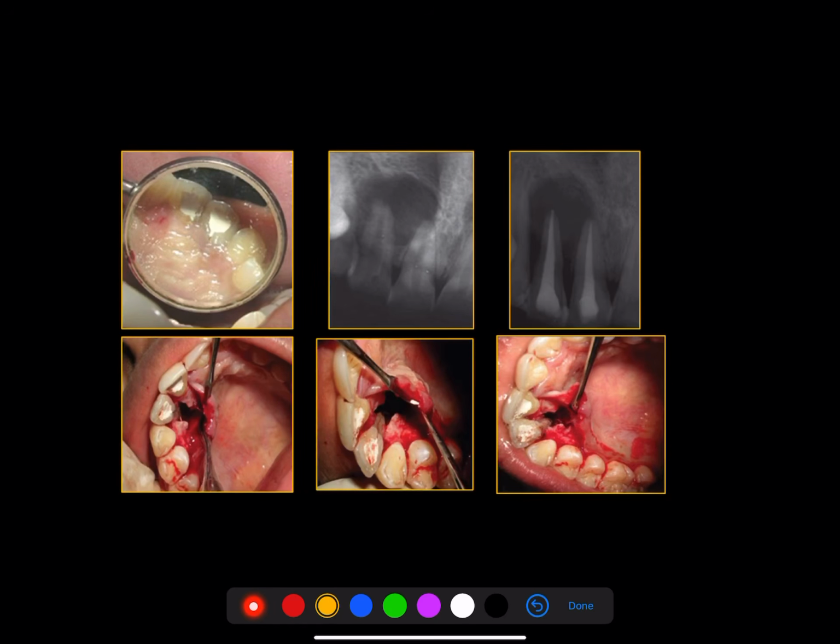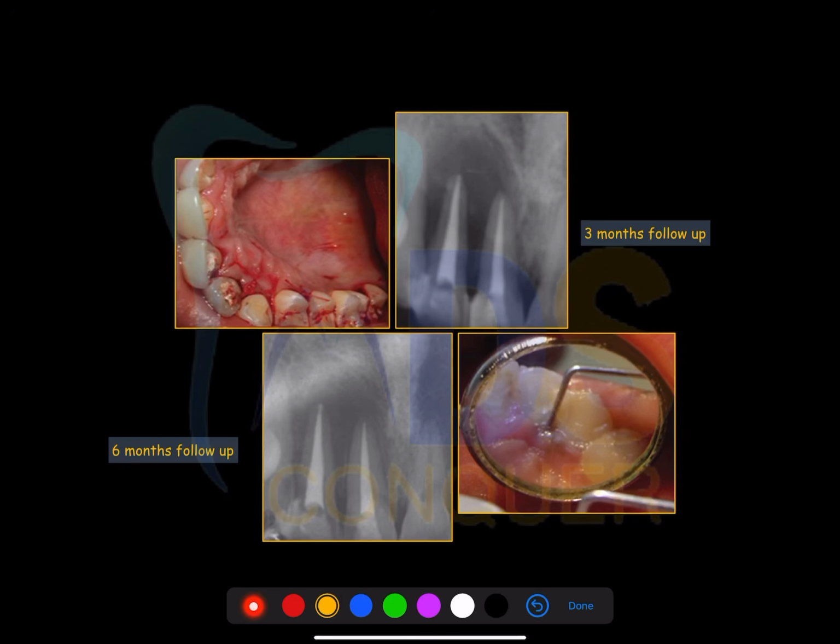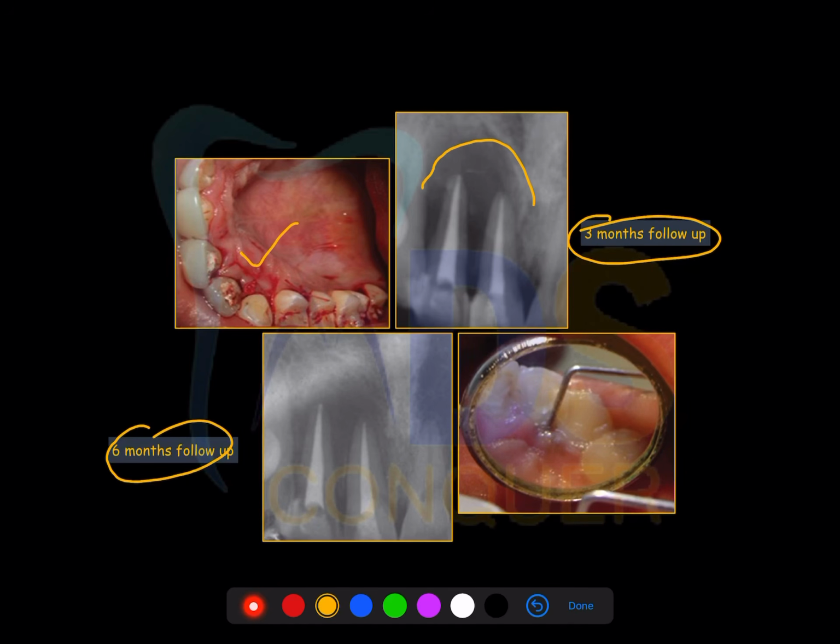The next one, which we have discussed in the class, is the palatogingival groove. This is a lateral incisor with a palatogingival groove leading to an endoperio lesion. How do you treat it? You have to open the flap and seal everything over this area with GIC. Because you have heavy bone loss here, it is mandatory to place a bone graft over this area and seal it. Suturing is done. This is a 3 months follow-up and this is a 6 months follow-up. You can see a reduction in the radiolucency.